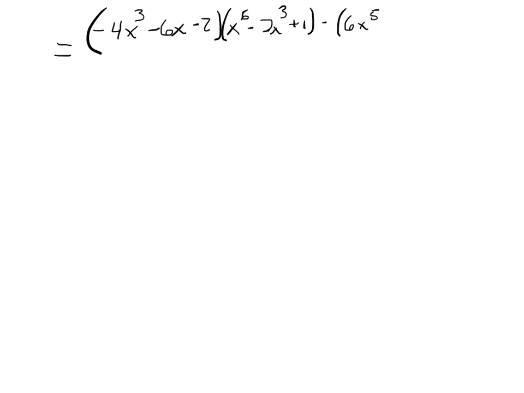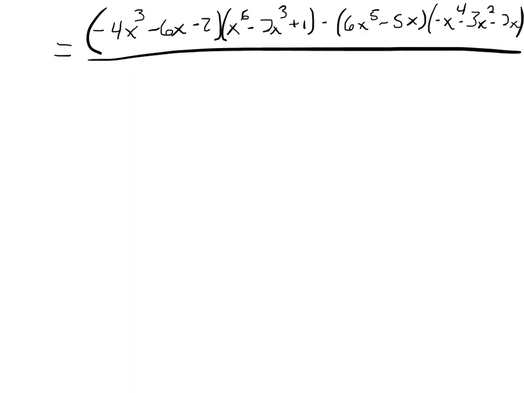That's going to give us a negative 4x cubed minus 6x minus 2 times x to the sixth minus 2x cubed plus 1, minus 6x to the fifth minus 5x times negative x to the fourth minus 3x squared minus 2x, all over the denominator squared, x to the sixth minus 2x cubed plus 1 quantity squared.